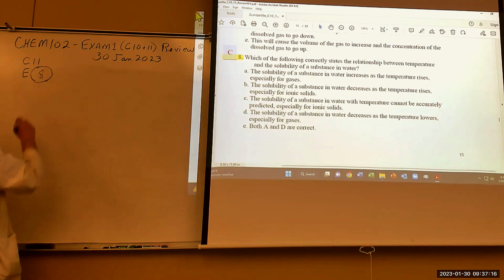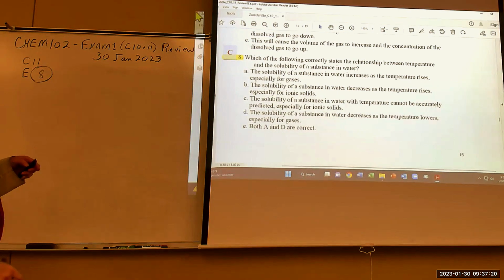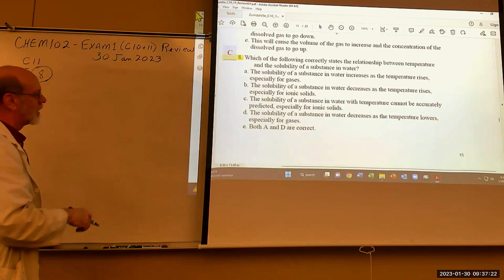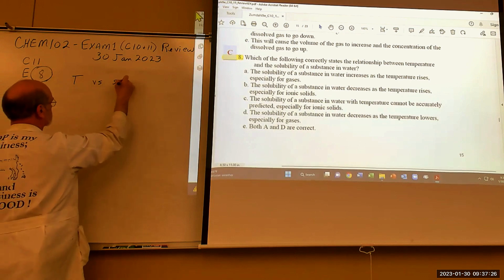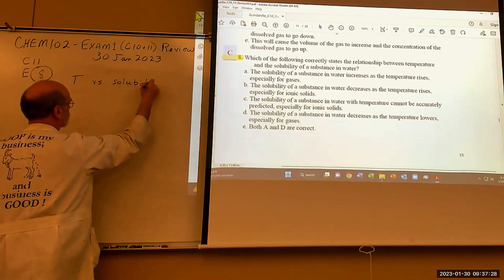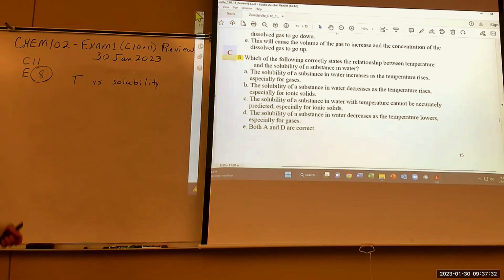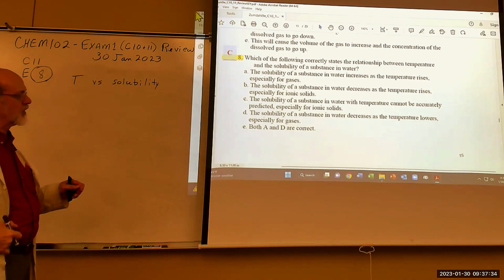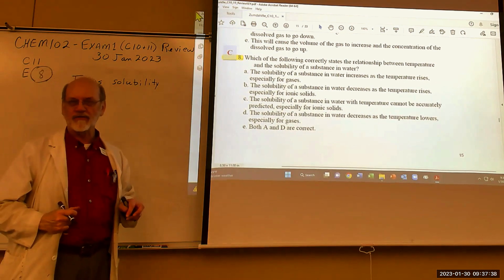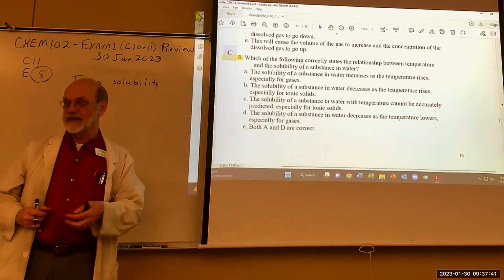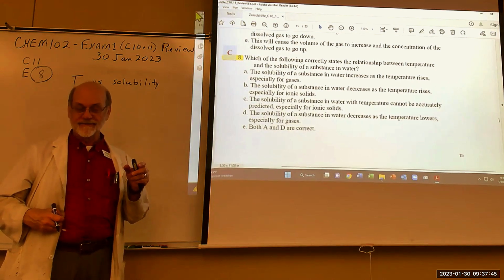8. Which of the following correctly states the relationship between temperature and solubility of the substance in water? Okay, temperature versus solubility. That's the relationship we're looking for. The solubility of a substance in water increases as the temperature rises, especially for gases. That's the disqualifier. It's the other way around. Increase the temperature and gas solubility decreases.